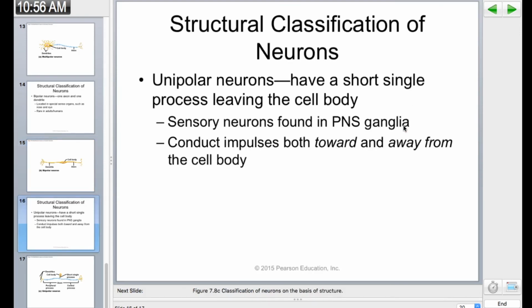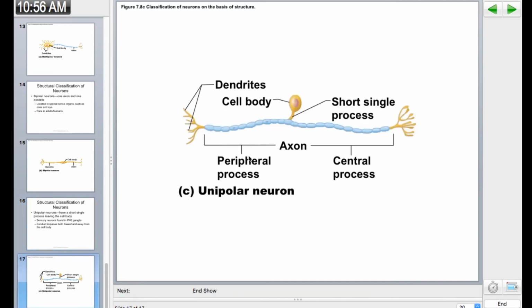And then you've got your unipolar. These are cells that have a short little interspace between the axon and the dendrites. They are sensory. They are found in the peripheral nervous system. And they conduct impulses both toward and away from the cell body. Let's look at this. So you've got your short single process here, and then you've got one long axon that lives between the dendrites and the terminal end of the neuron.